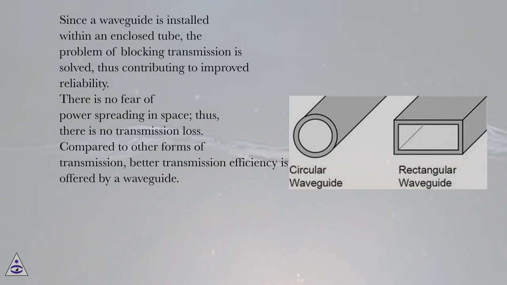Since a waveguide is installed within an enclosed tube, the problem of blocking transmission is solved, thus contributing to improved reliability. There is no fear of power spreading in space, thus, there is no transmission loss. Compared to other forms of transmission, better transmission efficiency is offered by a waveguide.